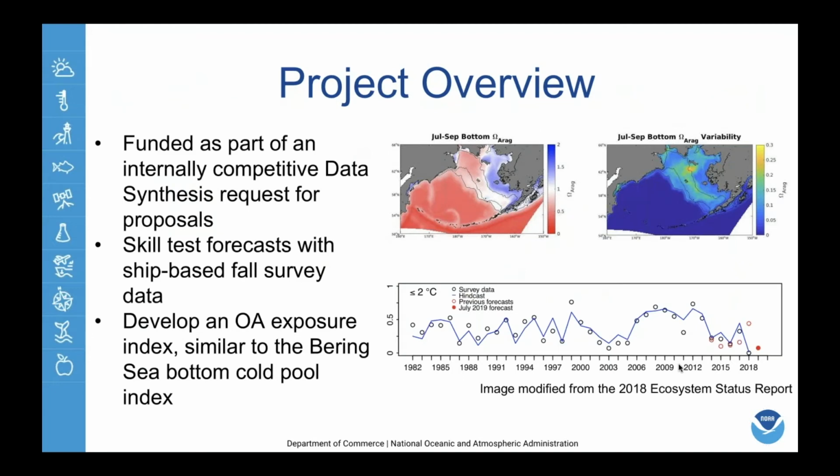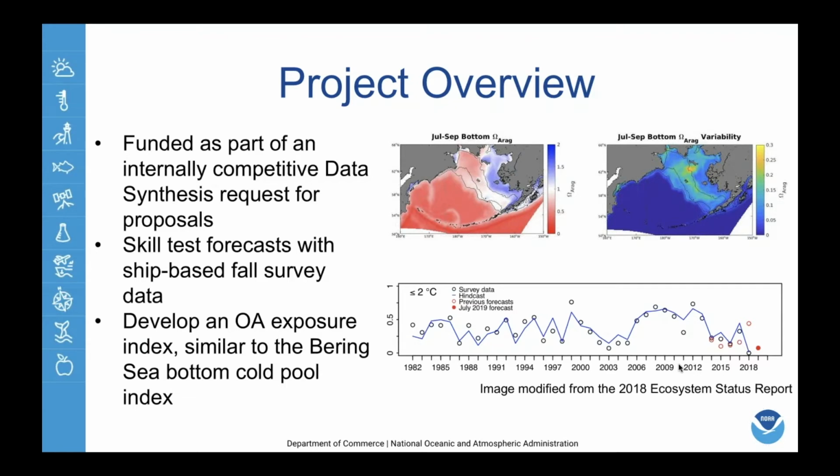To do this, we wrote a proposal that was funded as part of the data synthesis call to achieve two objectives. One was to actually develop these OA forecasts and then skill test them to say, are we actually gaining any useful information from these? Can the model actually show us something? And the second is to then use this information to develop an OA exposure index that can be included in the annual ecosystem status report.